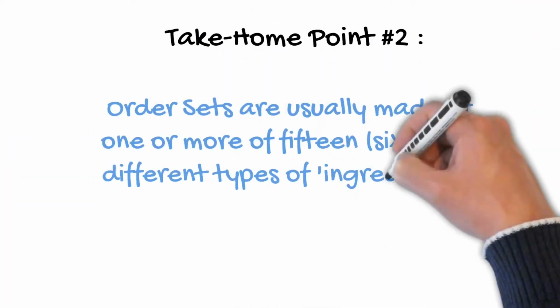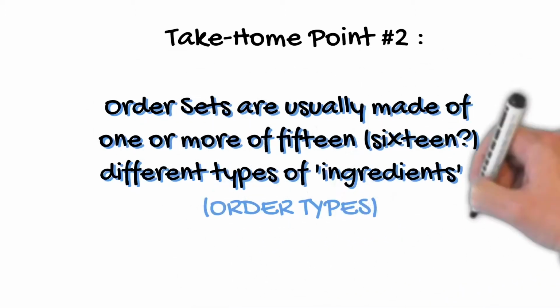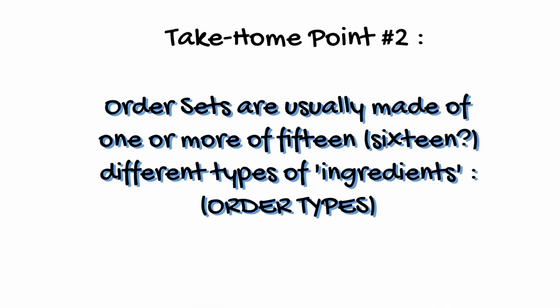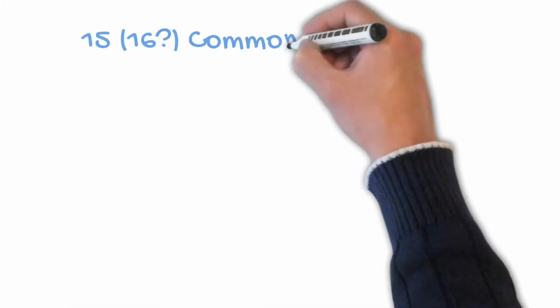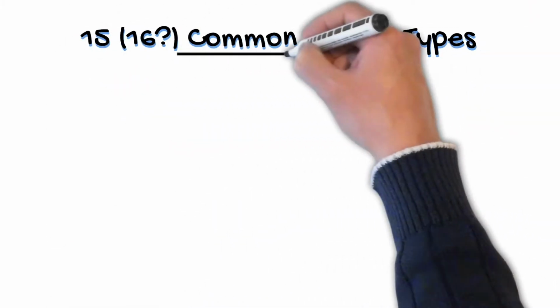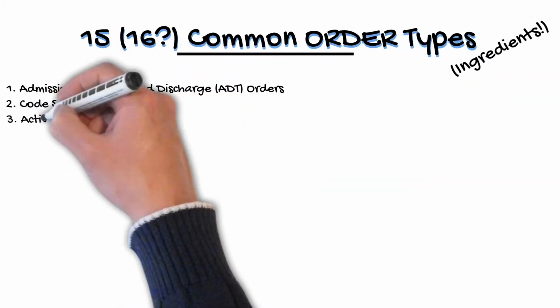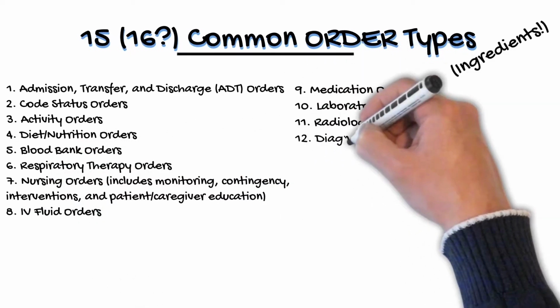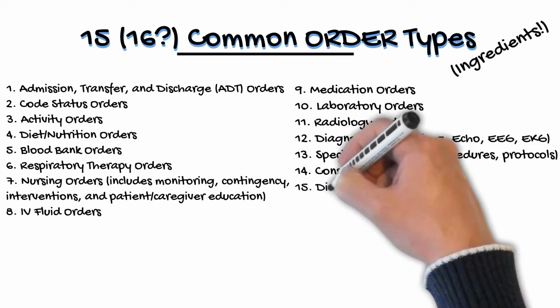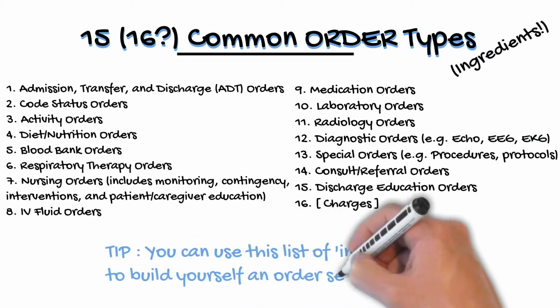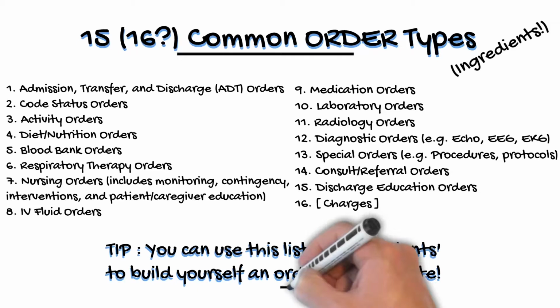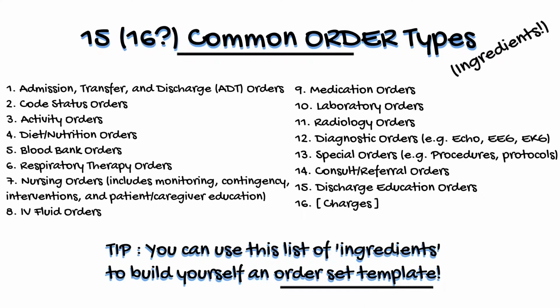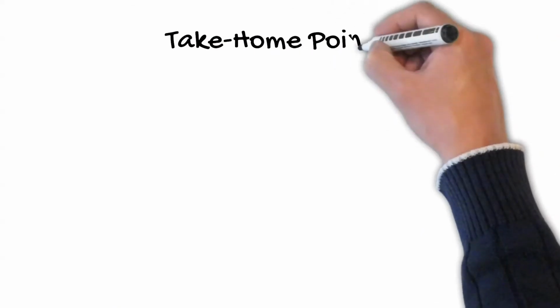Order sets are made of one or more of about 15 or sometimes 16 different types of ingredients, what we call order types. Those order types are things you probably recognize because they're very common. They include things like ADT orders for admitting, transferring, and discharging patients, code status orders, activity orders, diet and nutrition orders, blood bank, respiratory therapy, nursing orders, IV fluid orders, med orders, laboratory, radiology, diagnostic orders, special orders, consult and referral orders, and discharge education orders. And in outpatient areas, they also use charges in the order sets. Remember, that can actually help you build your own order set template.